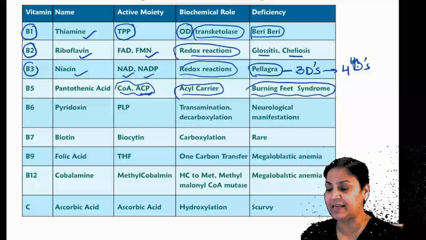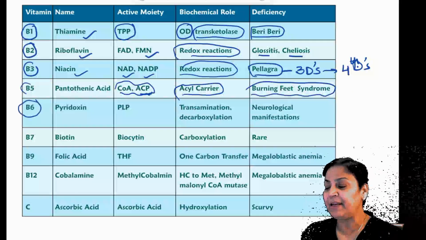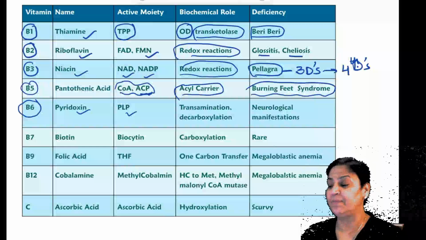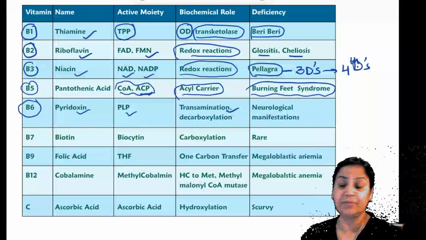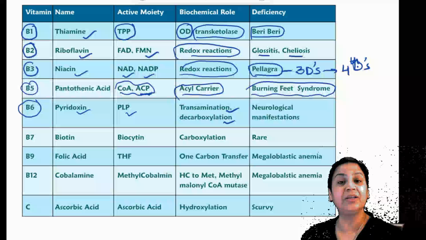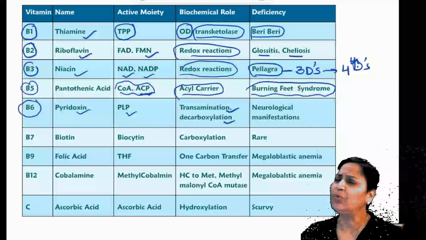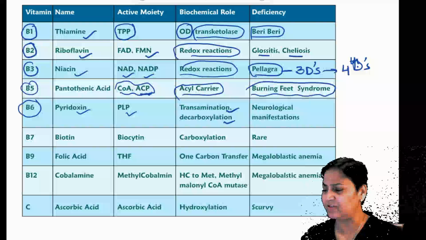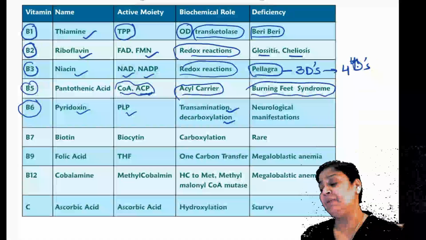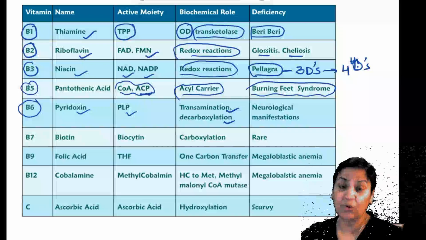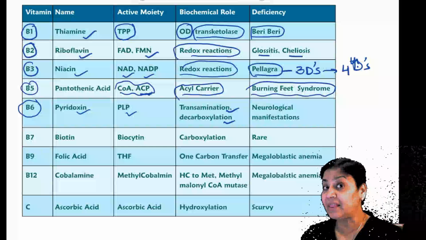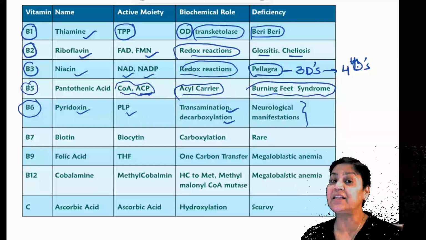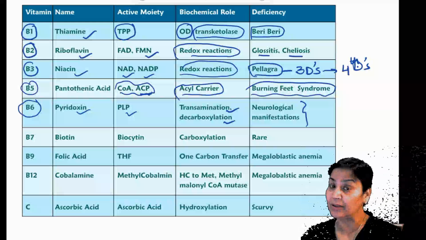Coming over to B6. B6 is pyridoxine. The active form is PLP, the most important coenzyme for transamination and decarboxylation. And it is a coenzyme for so many important reactions, be it transsulfuration, and again, I would say, it is the coenzyme for ALA synthase. And deficiency of this, neurological manifestations are there, sideroblastic anemia is also there.